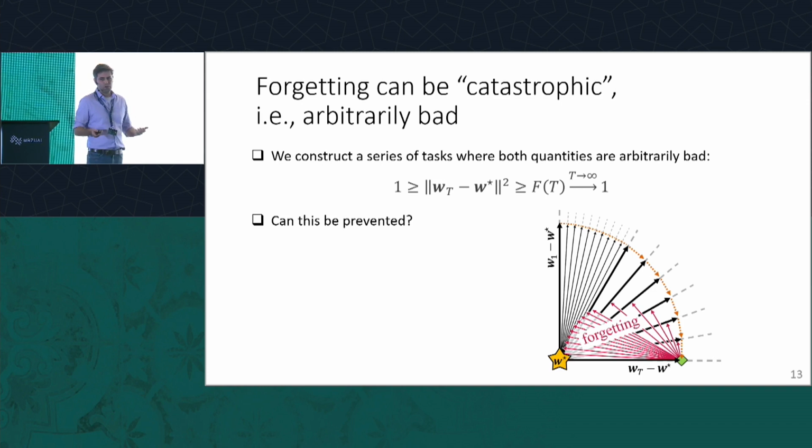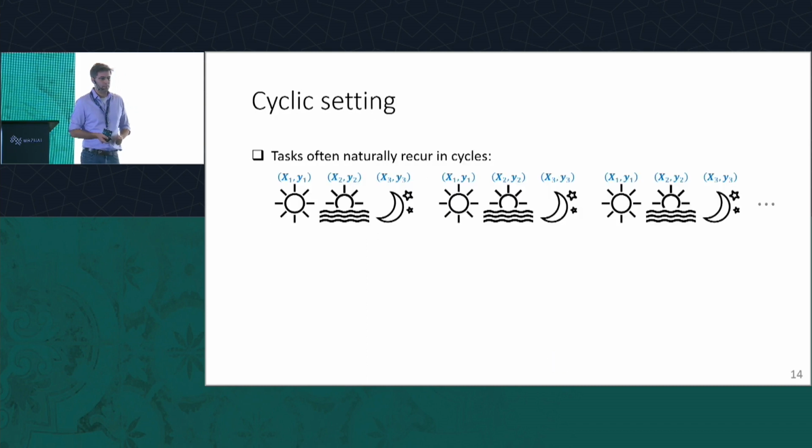Okay, now the question: can this be prevented? We don't want to get a high forgetting. So let's look at some setting where we can show it's preventable. One setting, for example, is a cyclical setting. In some cases, tasks occur in some natural order. For example, I mentioned the time of day: morning, afternoon, and then evening. Then you get some repetition in the tasks. You sometimes see the task again. What happens in this case?